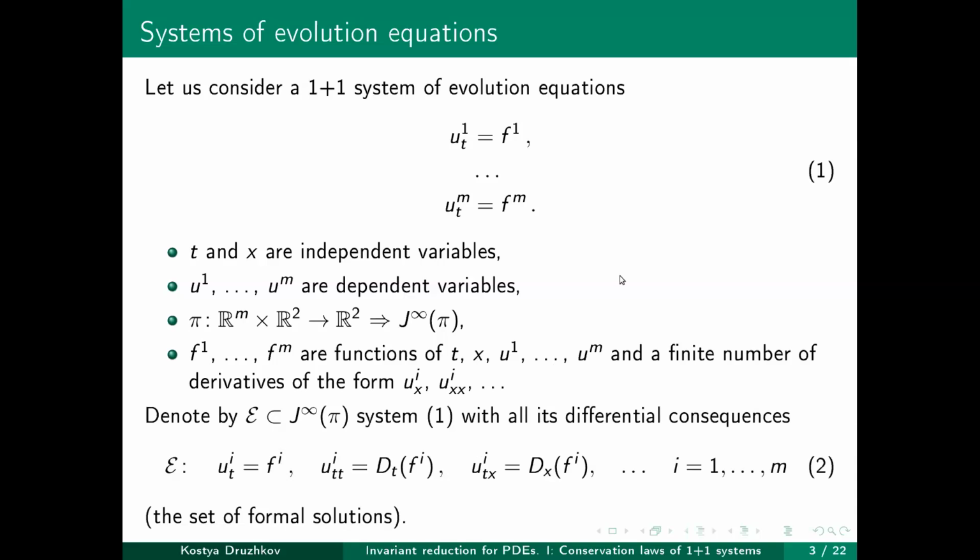Let's denote by epsilon the system with all its differential consequences. This is the infinite prolongation of our system 1, or in other words, the set of formal solutions of system 1. We can say that points of epsilon are formal solutions, that is, Taylor series satisfying the system epsilon.